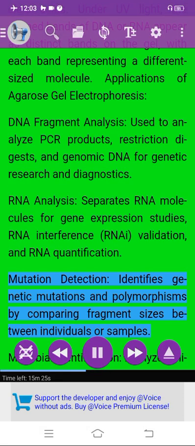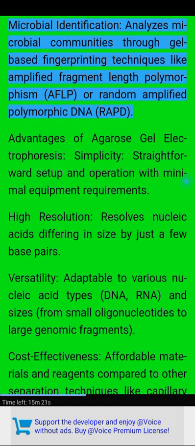Mutation detection identifies genetic mutations and polymorphisms by comparing fragment sizes between individuals or samples. Microbial identification analyzes microbial communities through gel-based fingerprinting techniques like amplified fragment length polymorphism, AFLP, or random amplified polymorphic DNA, RAPD.